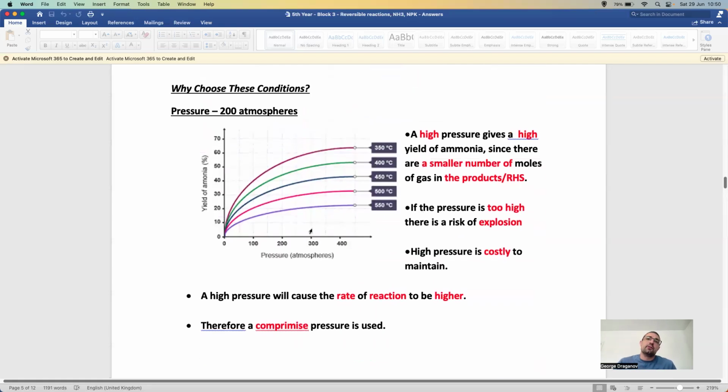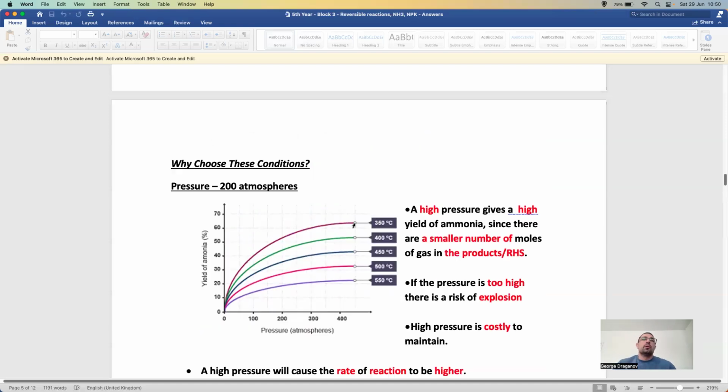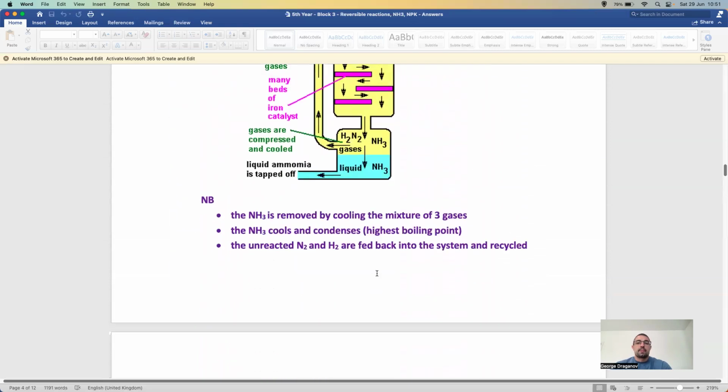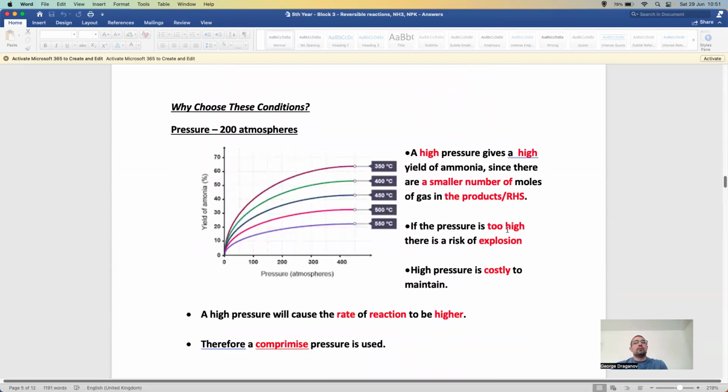Similarly, with pressure, you can see as the pressure goes up, let's have a look. Yeah, as the pressure is going up, the yield keeps increasing, but it's kind of leveling off. So it's not making much difference if you keep increasing it. So if you look at Y, the left side has 4 moles, this side has 2 moles. So if you increase pressure, it shifts to the side with fewer moles of gas, which is the right, which makes more ammonia. Now, why can't the pressure be too high?